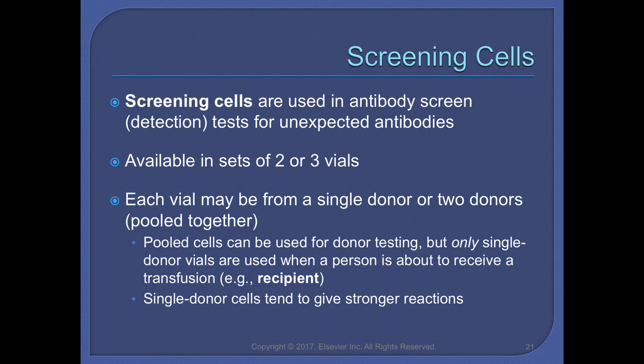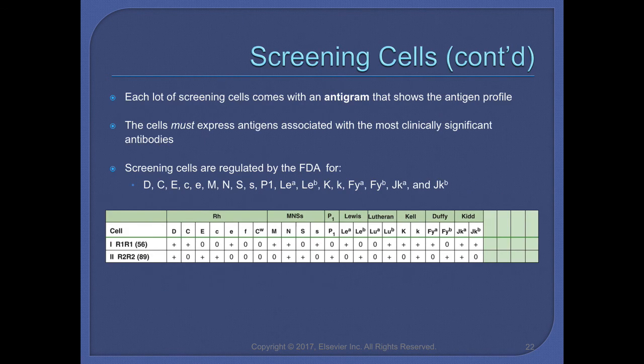So please put a big star next to this paragraph right here for screening cells. Each lot of screening cells comes with an antigram that shows the antigen profile. This picture right here is the antigram, and it shows you the antigen profile for these red blood cells. The cells must express antigens associated with the most clinically significant antibodies.